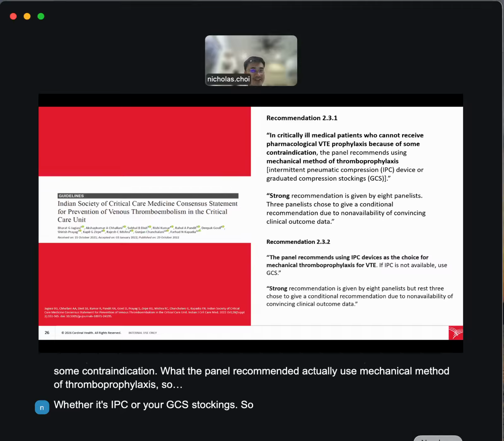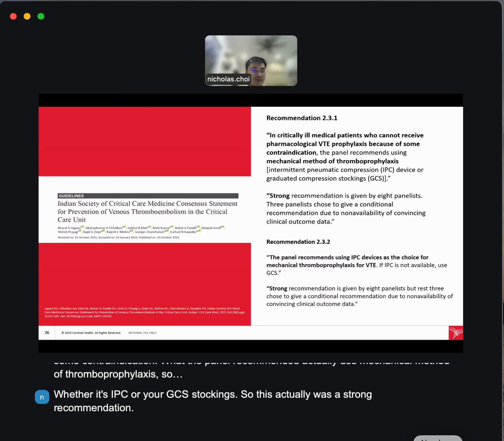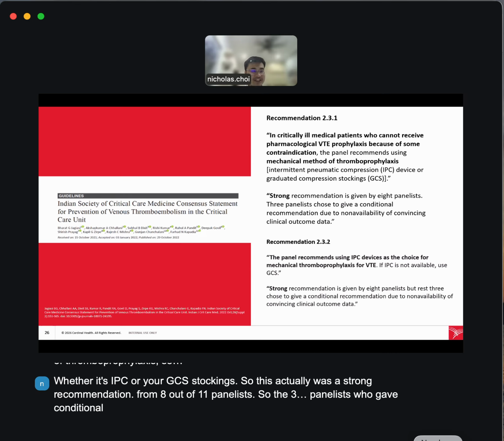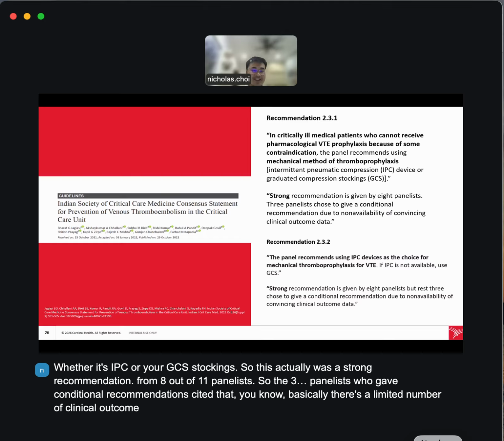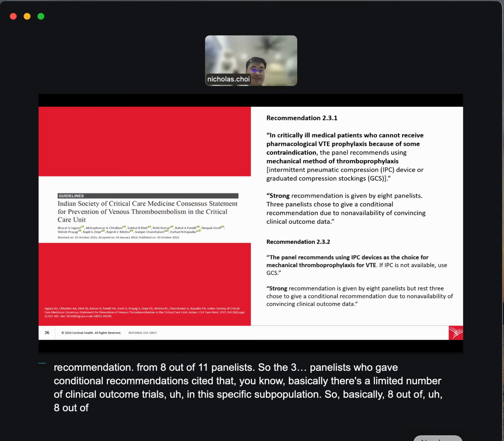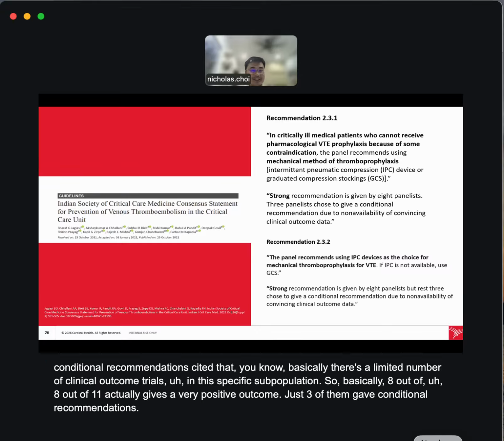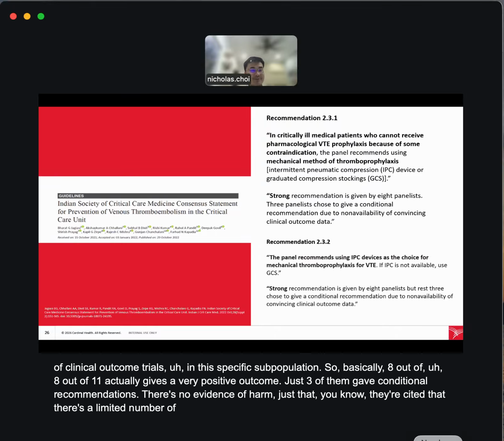This was a strong recommendation from 8 out of 11 panelists. The 3 panelists who gave conditional recommendations cited that there's a limited number of clinical outcome trials in this specific subpopulation. So 8 out of 11 gave a very positive outcome, and just 3 of them gave conditional recommendations. There's no evidence of harm, just that they cited a limited number of clinical outcome trials in this population.